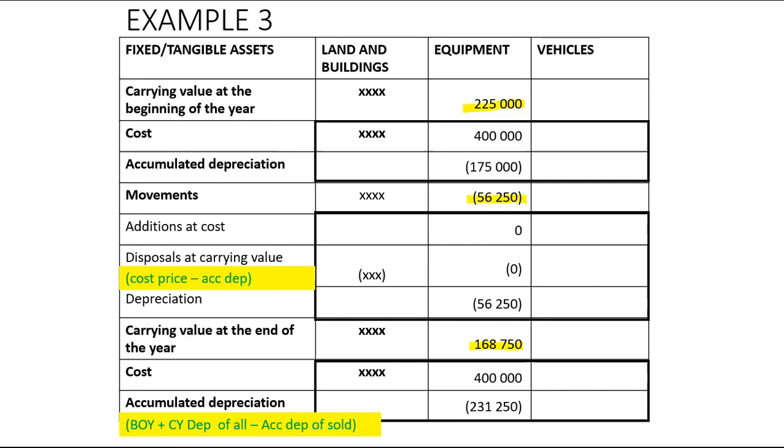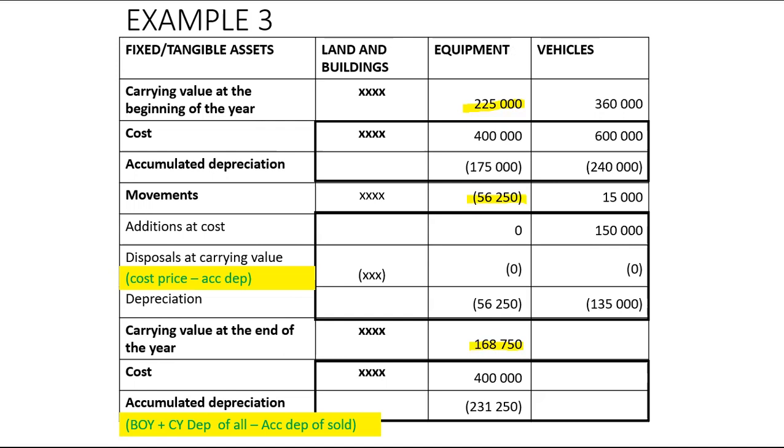That's how you can calculate this 168,750. Let us move to vehicles. Vehicles at the beginning of the year was 600,000. Carrying value obviously will be 600,000 minus 240,000, which will be 360,000. Did we buy any vehicle? The answer to that is yes. We bought a vehicle amounting to 250,000, and current year depreciation was 135,000. Remember that 135,000? You will put it in brackets. Take 150,000 minus 135,000. You will get movements. Under movements, you will have that 15,000.